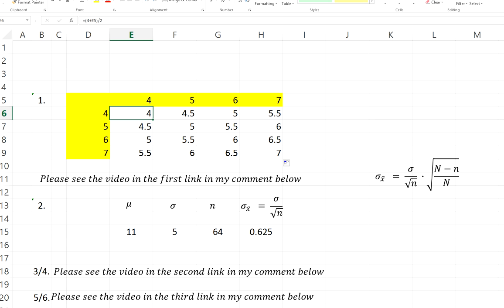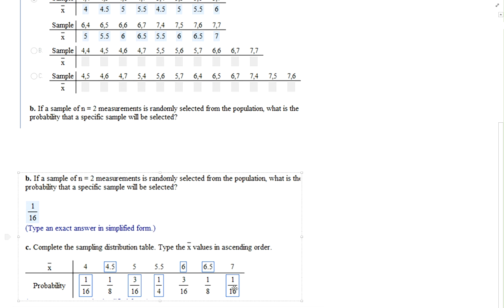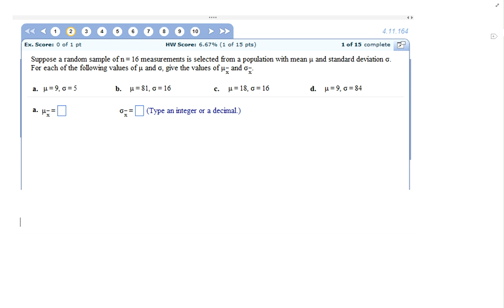How many times did 5 occur? 1, 2, 3. 3 times. So 3/16, and so on. You're going to complete this distribution table. And obviously it's a symmetric distribution, so in the bar graph you're going to see the symmetric distribution. That is the distribution of X bar. Okay, good.